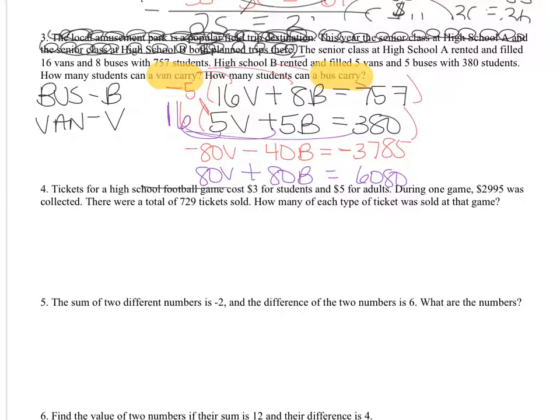So now I'm going to add these guys up. These cross out. -40 and 80 make 40b. -3,785 plus 6,080 make 2,295. I'm now going to divide by 40. Thank goodness I got a calculator.